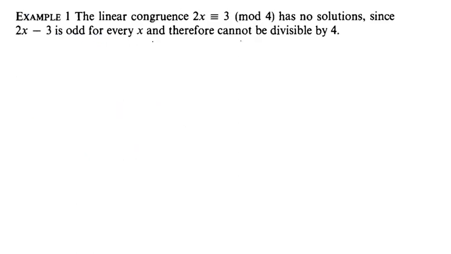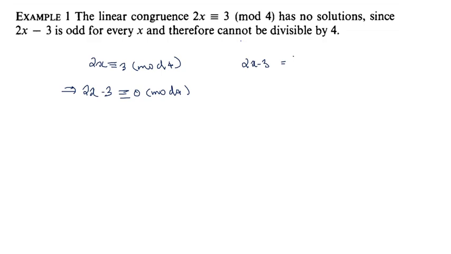So we move on to some examples. Consider the linear congruence 2x congruent to 3 mod 4. This can be rewritten as 2x minus 3 congruent to 0 mod 4. So 2x minus 3 becomes f of x. f of x equal to 2x minus 3, and substitute x equal to 0, 1, 2 and 3.